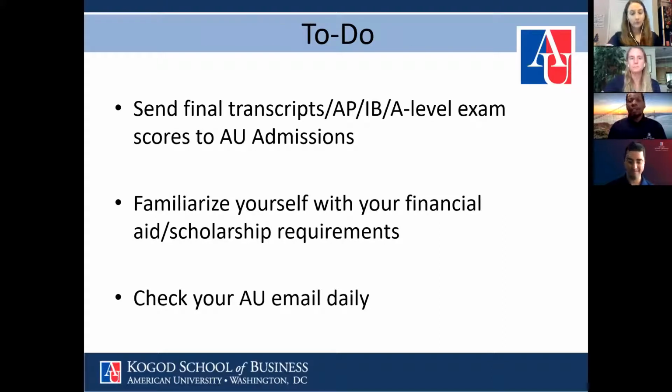From the to-do list, there are different things. Of course, we have a couple weeks before classes begin, but here are some to-do list items if you haven't completed them already. Make sure you send all final transcripts and AP, IB, and A-level exam scores to AU admissions so we can look at any possible transfer credit. Familiarize yourself with your financial aid and scholarship requirements. I know I've met with a couple of you who spoke about financial aid, scholarships, and different opportunities, so now would be a great time to circle back and meet with a financial counselor to outline your financial status before making any payments. And always check your AU email daily, from American University and from KSB Advising, which will come from your undergraduate advising team.